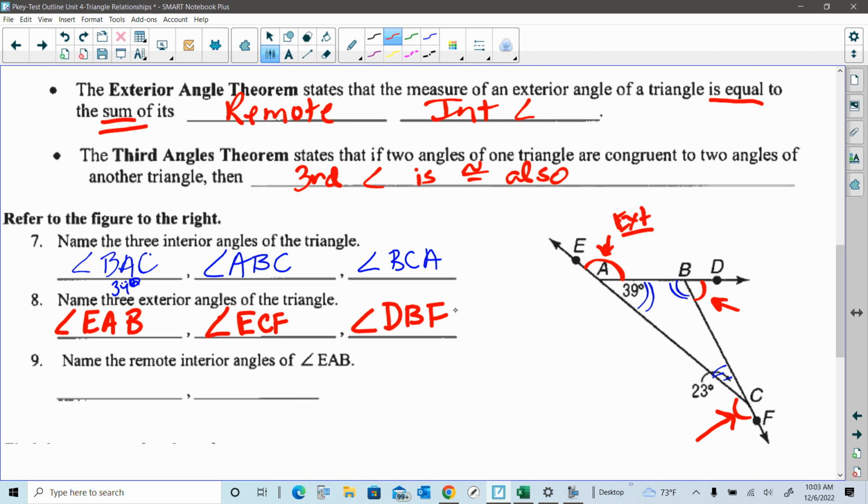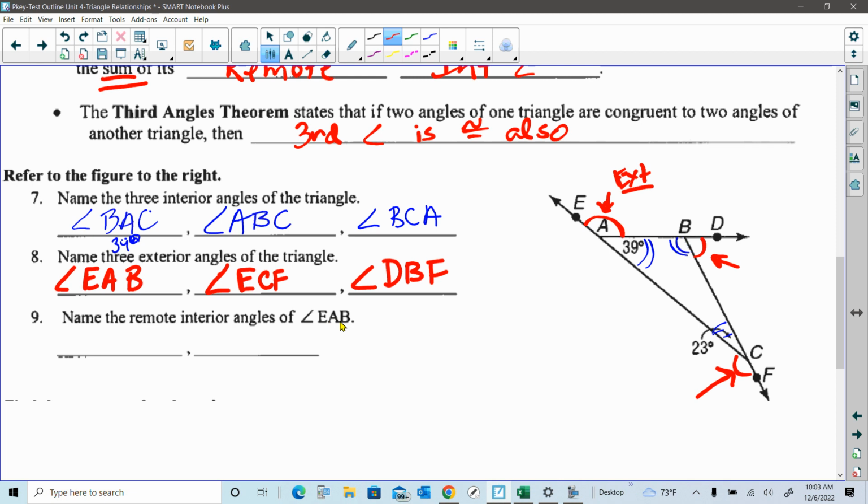And then your remote interior angles of EAB. So they want you to focus on this angle here. And the remote interior cannot be the 39. It has to be the one not adjacent. So that would be angles ABC and BCA. So make sure you can read the angles or find those angles off of a diagram.